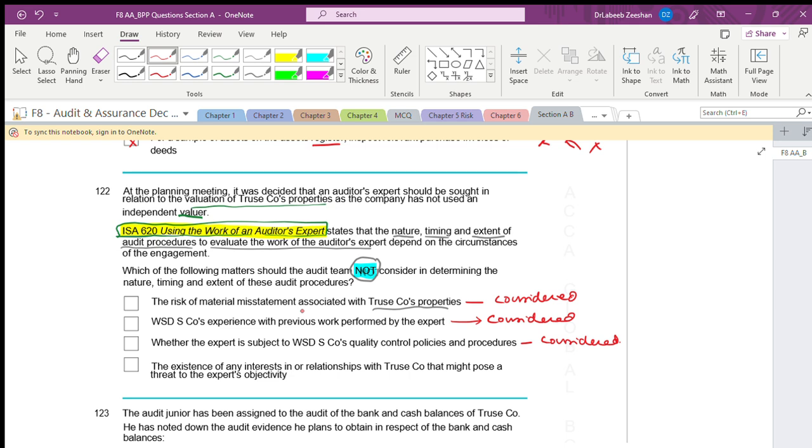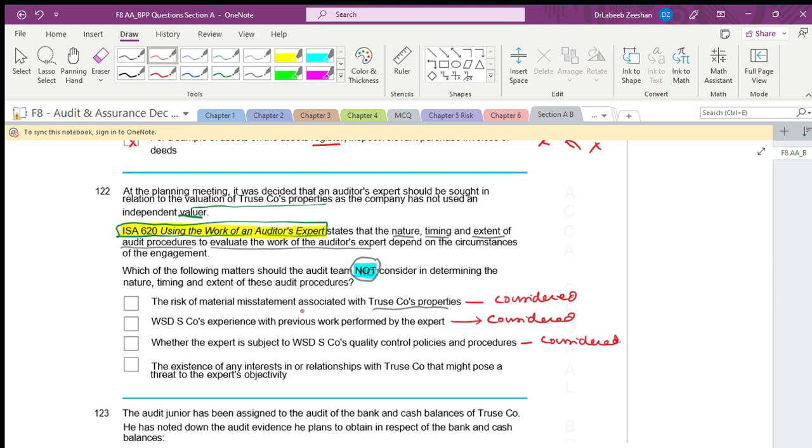The existence of any interest. We don't come to a conclusion before going through all four options. That is the simplest rule. What students will do is find that the second option is correct, and they will go with it without reading the third and fourth options. We should not do that. We have to be a little bit careful.